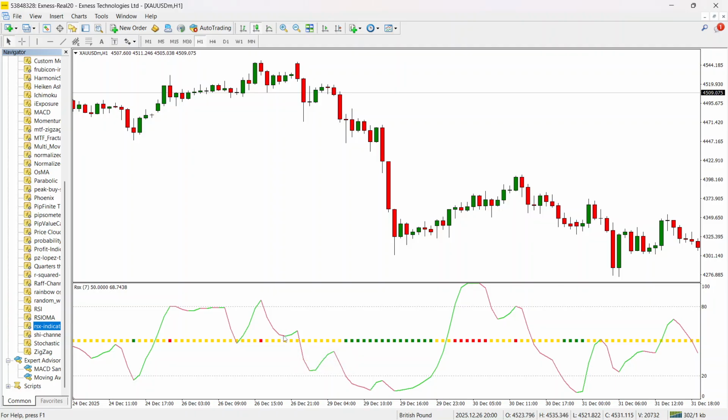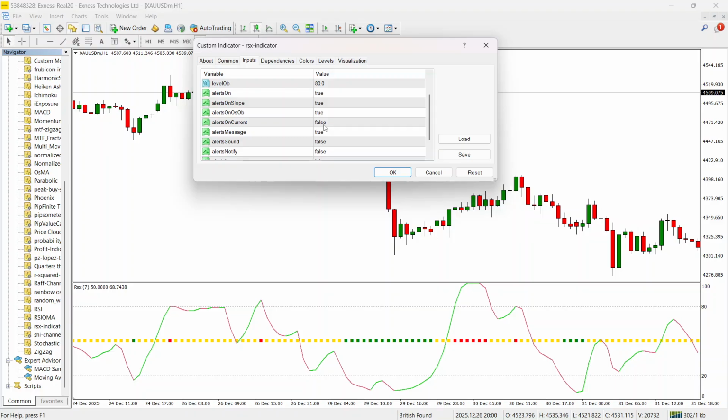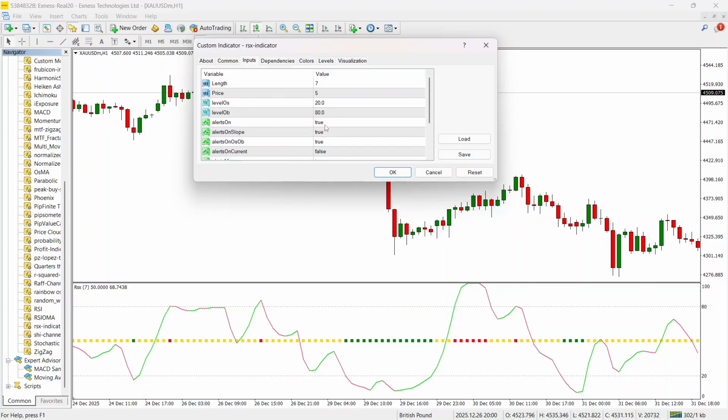The indicator's key parameters include the period setting, with common values being 14 or 21 candles, and the price type, typically set to close but adjustable to open, high, low, or median price. Default levels are typically set as 70 for overbought and 30 for oversold conditions, though this can be customized based on trading style and market condition.